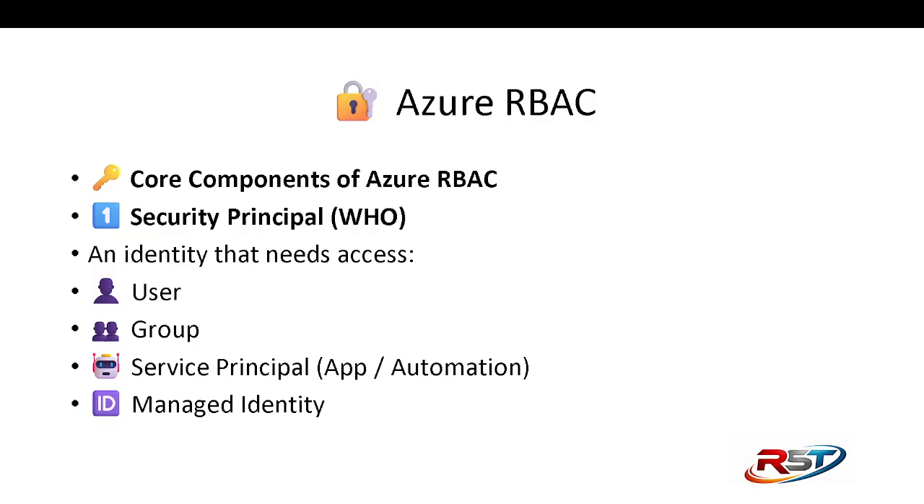Security principal. Security principal means who, an identity that needs access. So, whom we have to provide the access. These security principals are users, groups, service principals, which is for an app or automation, and managed identities. These come under security principal. So in that, users, groups, service principals, and managed identities are there.